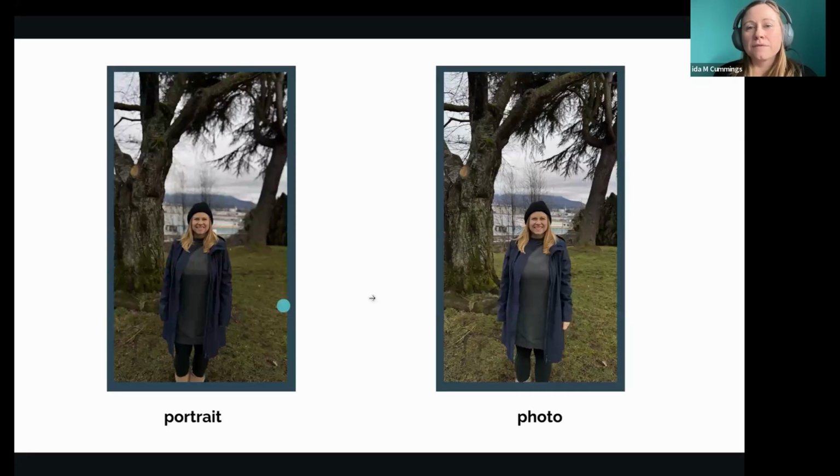And you can also see the difference. I did not change anything in these photos. The portrait mode is a little bit more contrasty. It looks like a richer photo. So it just increases the contrast on it automatically within the camera when you take it. This is the exact same lighting.